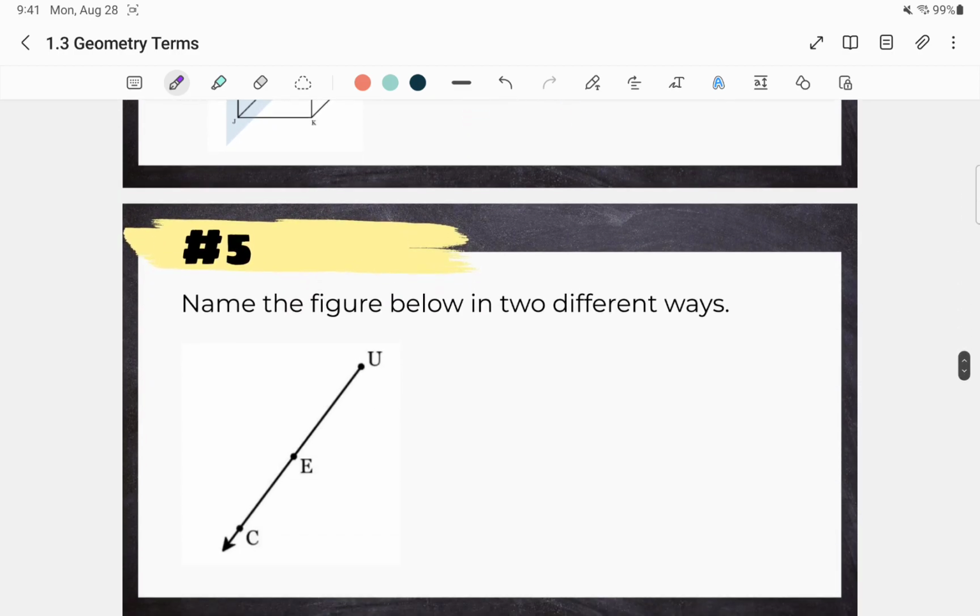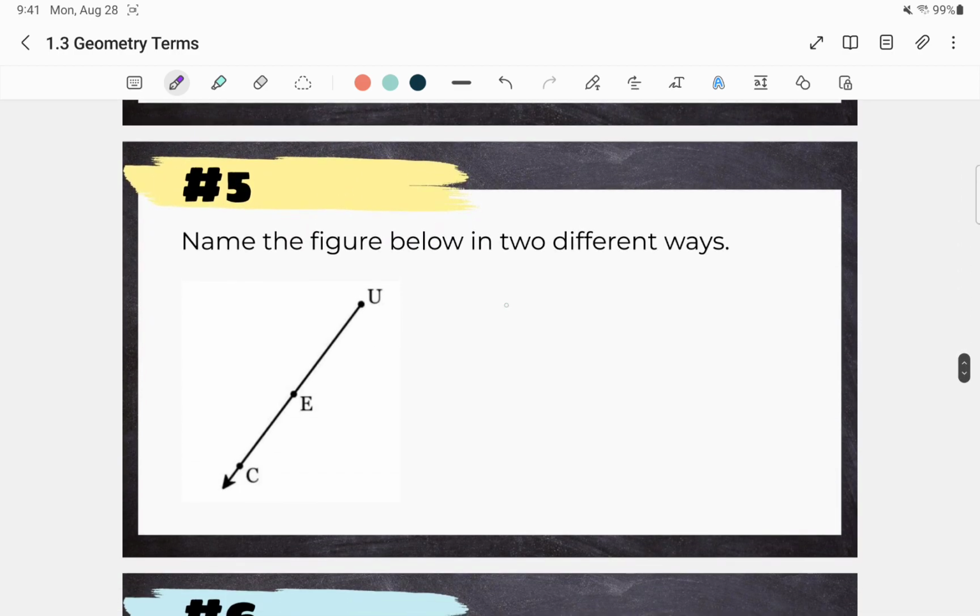All right, so number 5, this one is a ray, so I have to start with U, and it's going to be UE. Another way to name it is UC. Notice my symbol above it is going to the right, even though it's drawn like it's going to the left.